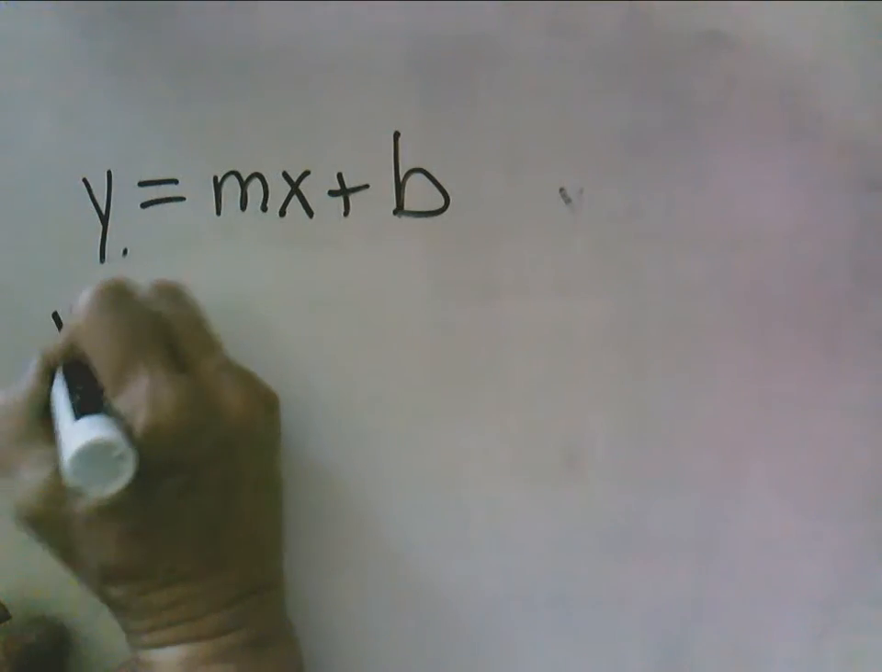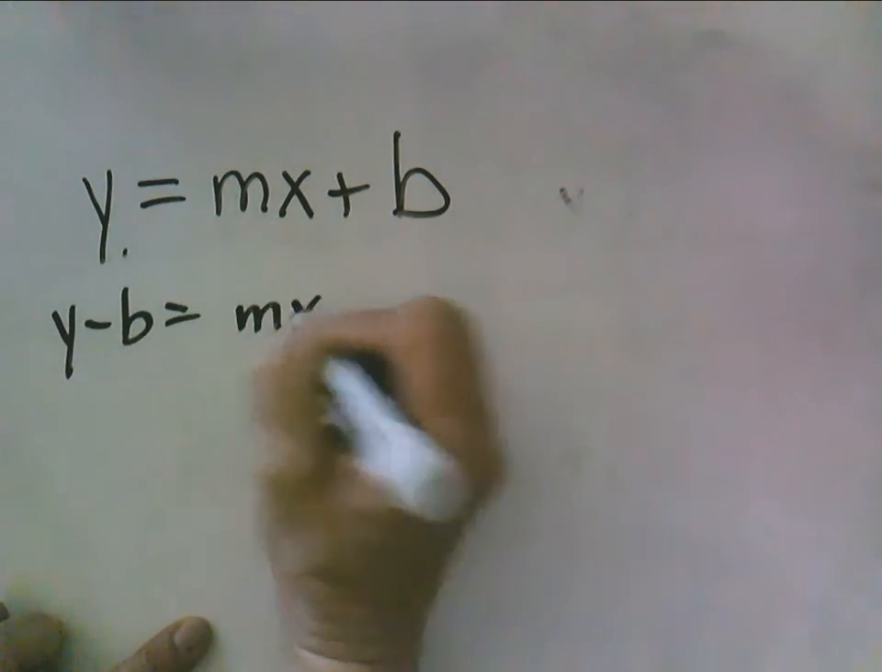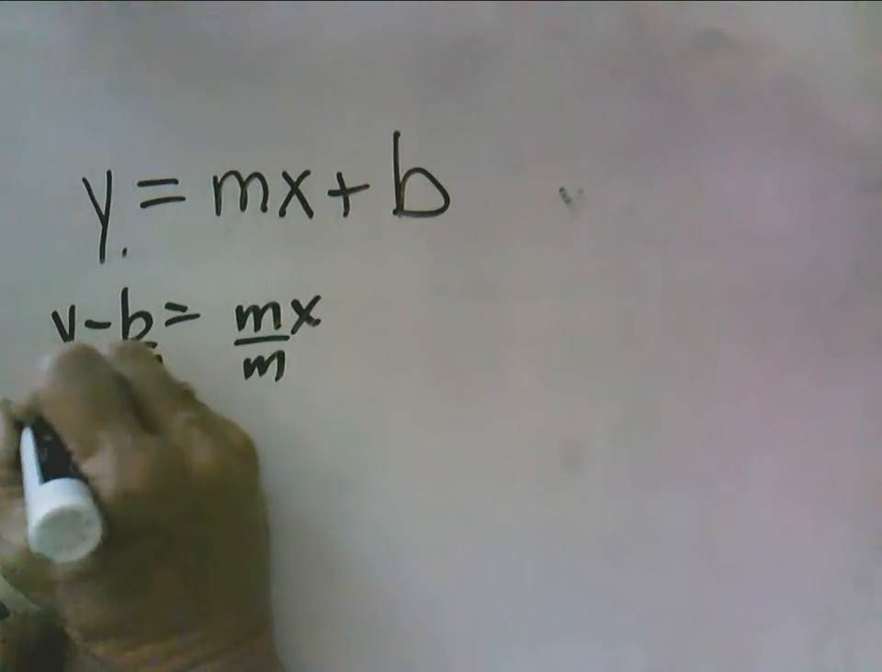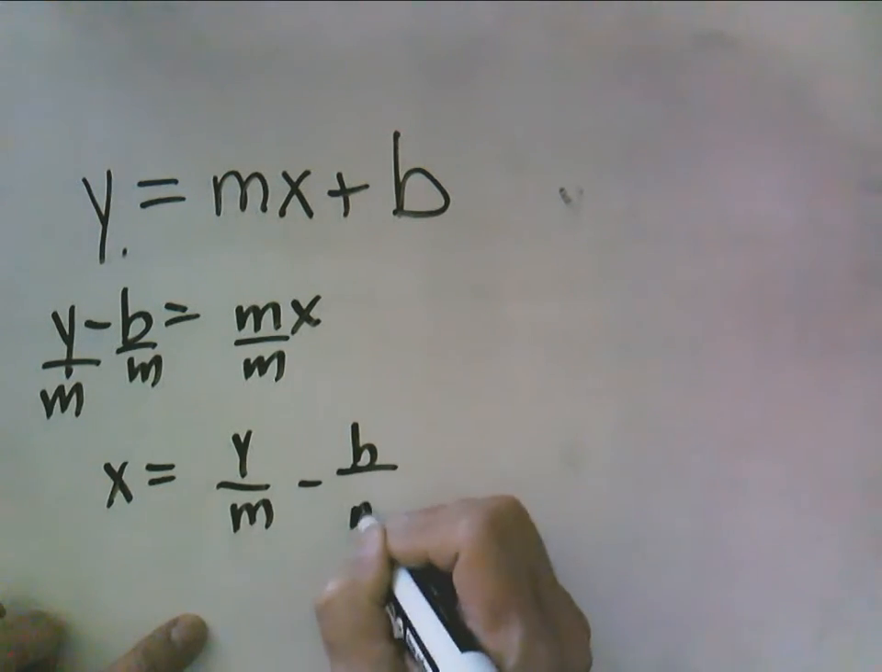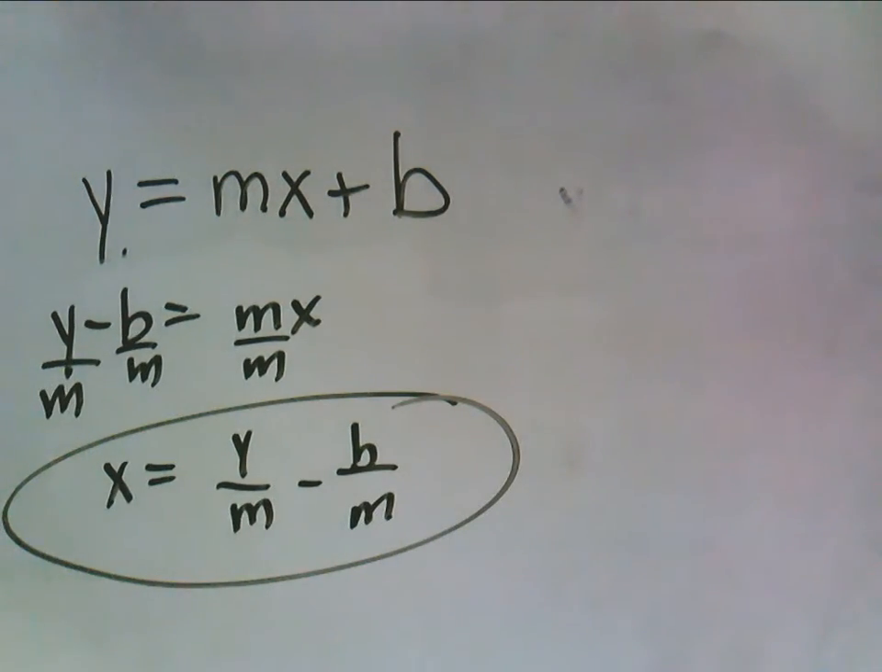Okay, now suppose we want to solve for x. Well, we subtract b from both sides, and then we divide by m, divide by m, divide by m, and we get x equals y over m minus b over m. Don't know why we'd want to solve for x, but it's good practice. Okay, so now let's turn the page, and we can skip the temperature formula, and let's look at page 33 and do some of these.